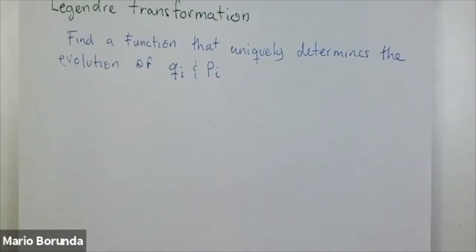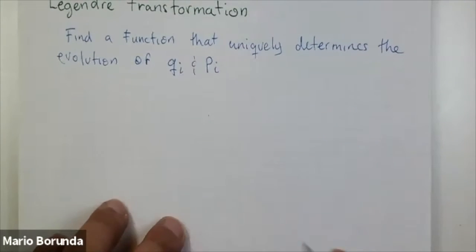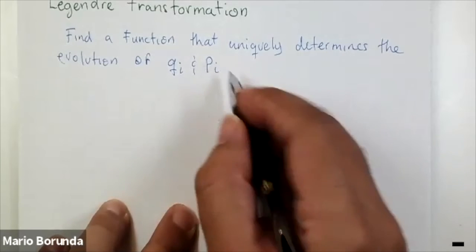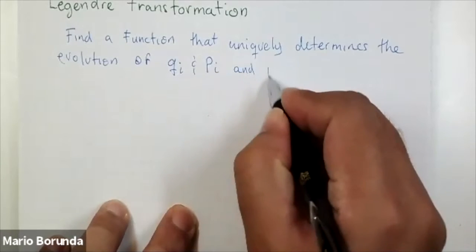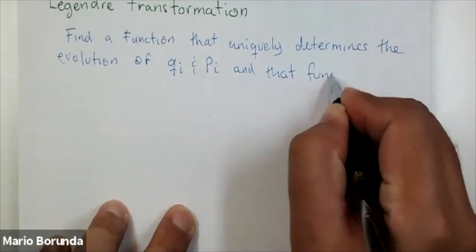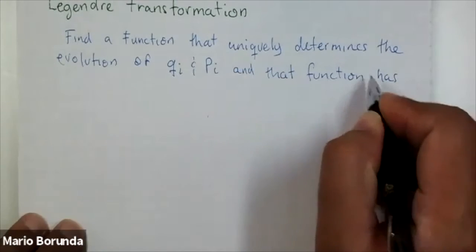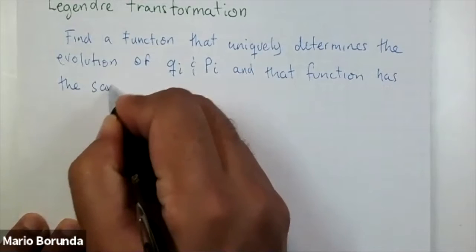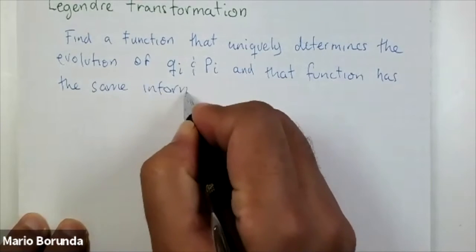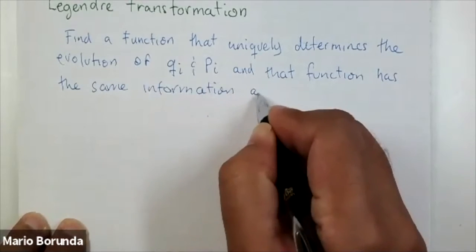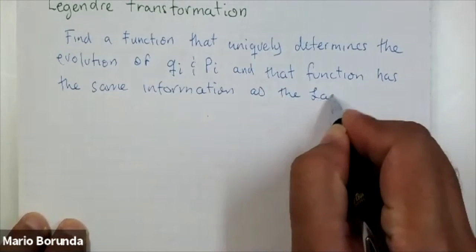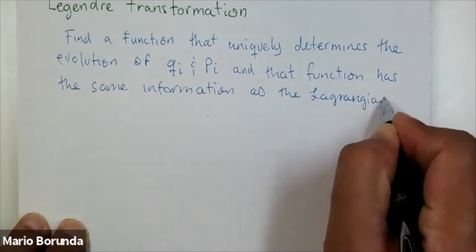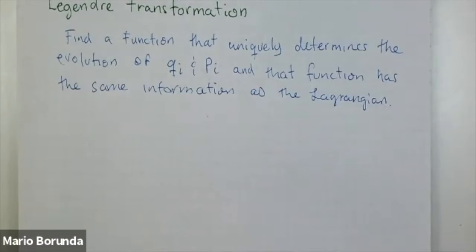So this is not the Qi dots, right? And that function has the same information as the Lagrangian. So there's a trick to do this. It's called the Legendre transformation, a math trick.